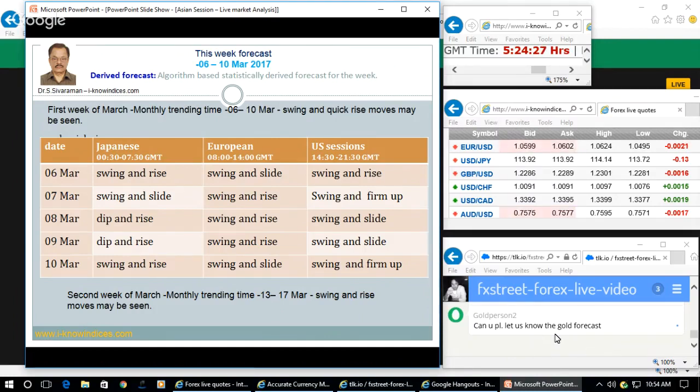Okay, can you please let us know the gold forecast? Gold is expected to consolidate near the low and start gaining levels from this week onwards. So you could see gold gaining considerably from next week. Till such time, it will do the lower level consolidation with brief downward stops. And next week onwards, you will see sizable gains in gold.